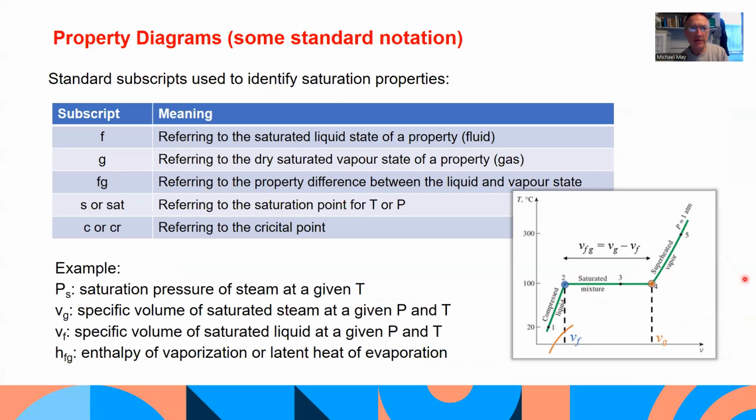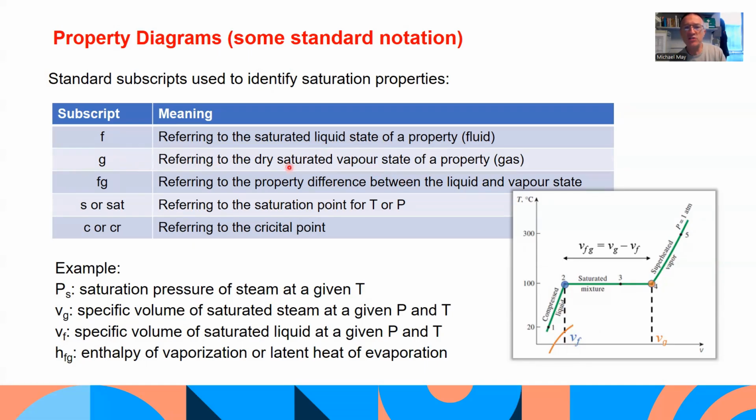So the subscript F here, you can see it shown with the specific volume. That's referring to the saturated liquid state of a property. So that's this point on a curve. It's the point at which the liquid is starting to turn into vapor. It's where it's starting to boil. And the vf will tell us on this particular diagram that this is the specific volume at that point.